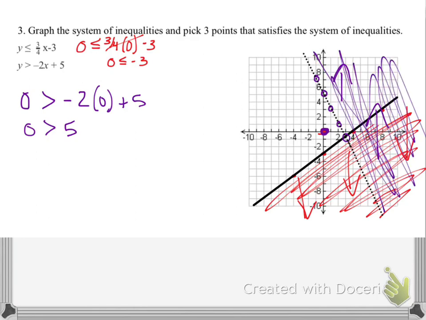And now I'm going to draw a big S where my solution is. It's where the two shaded portions overlap. It's right there. Love it.